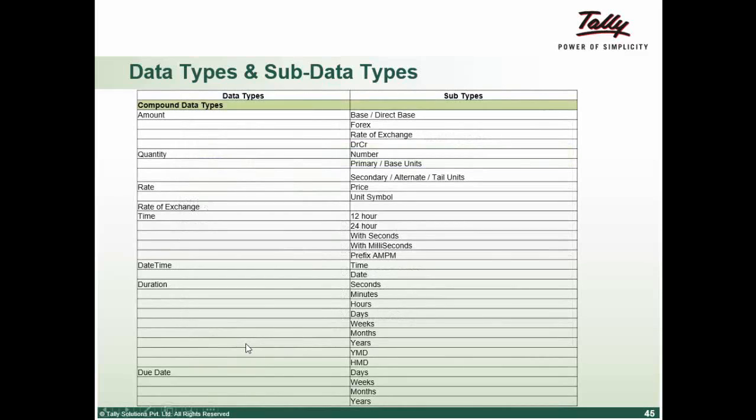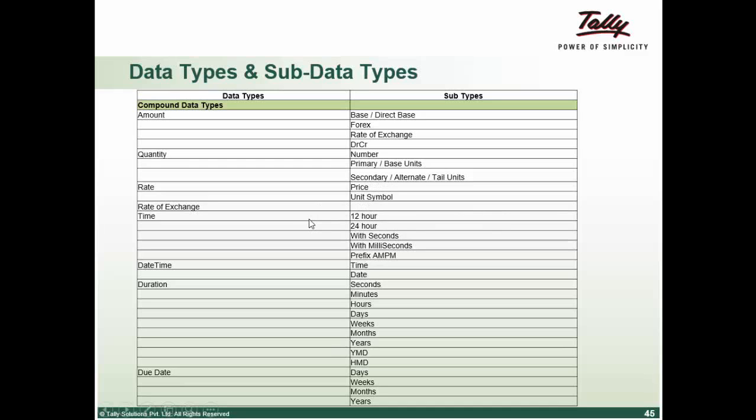In compound, we have amount, which can return base or direct base, or could be forex, could be rate of exchange, could be a debit credit amount. In quantity, you can return number, primary units, secondary units. In rate, you can return price or the unit of symbol. We have rate of exchange.